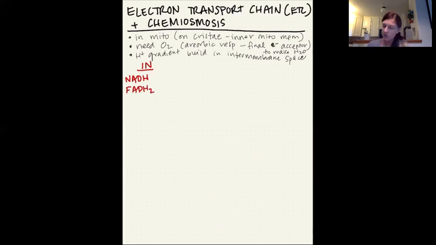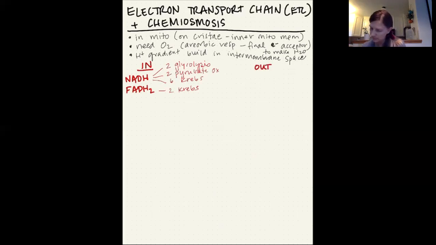So for the NADH, we're going to have 2 from glycolysis, right? We're going to have 2 from pyruvate oxidation, and we're going to get 6 from the Krebs cycle. So we have a bunch coming in, right? For FADH2, we're going to get 2 from the Krebs cycle, and that's it, right?